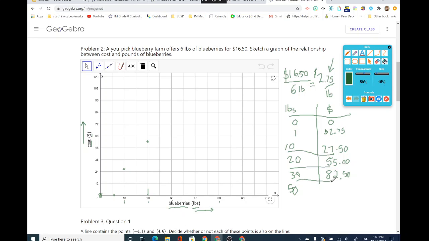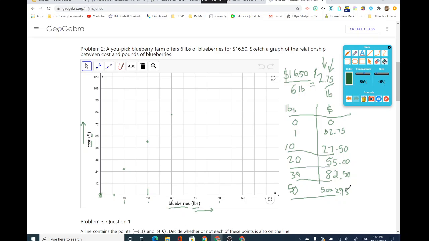30 pounds is $82.50. That'll be right about here. And I started to calculate how much 50 pounds would be when I got a phone call. Let me finish that. 50 pounds times our price per pound, $2.75. Don't forget, our price per pound we calculated in the very beginning. That's $2.75. So 50 pounds of blueberries times $2.75.